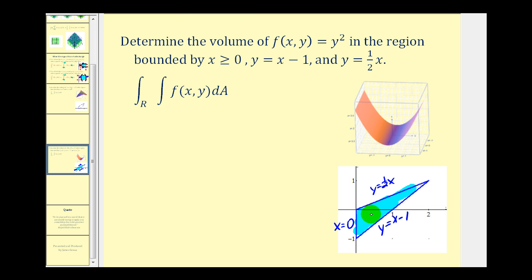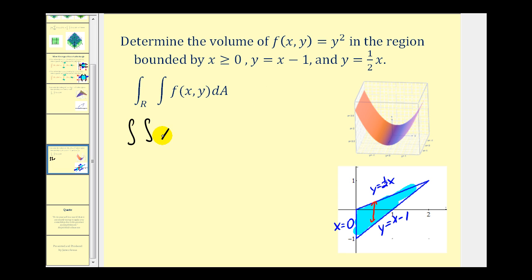So looking at this region here, we need to decide whether we want to integrate with respect to y first or with respect to x first. This region is bounded above and below by these two functions in terms of x. If we take a look from the left to the right, it actually changes. From left to right, it's bounded by these two lines, and then once we drop below the x-axis, it's bounded by this line and x equals 0. So since this entire region is bounded vertically by two functions in terms of x, we'll integrate with respect to y first, and then with respect to x. So let's go ahead and set this up.